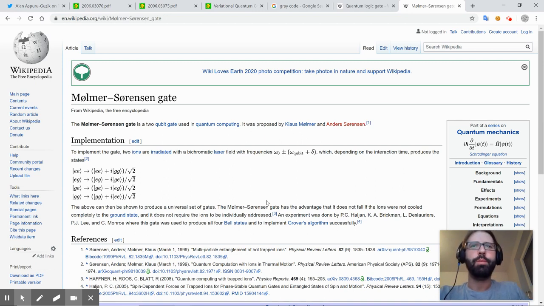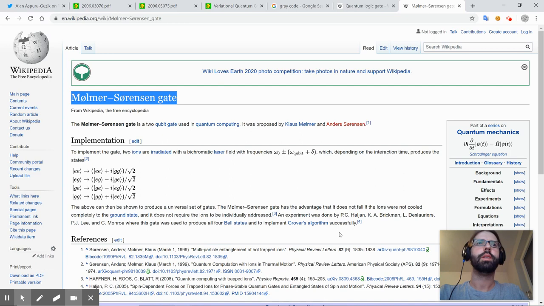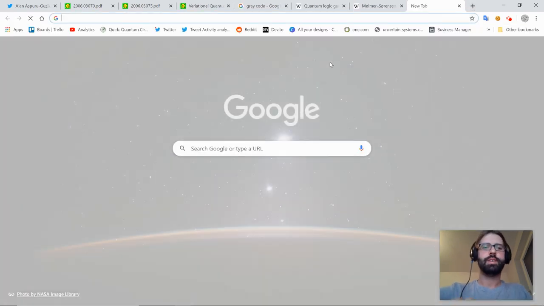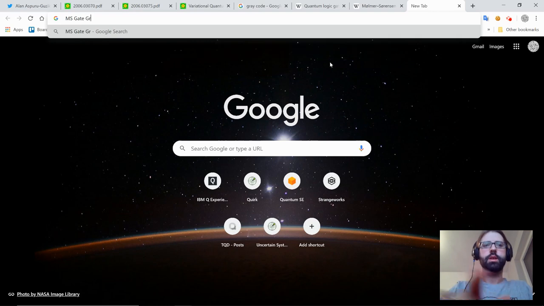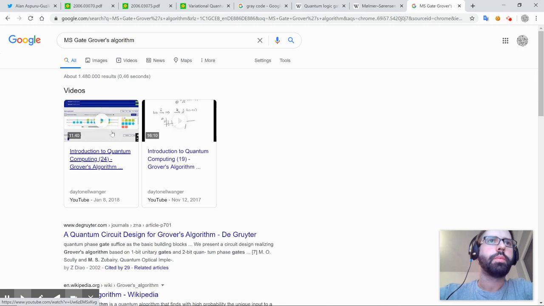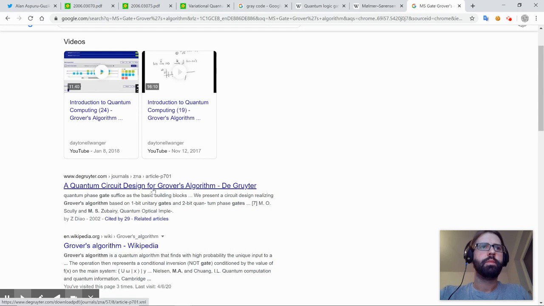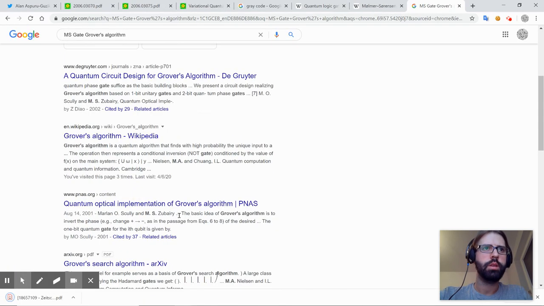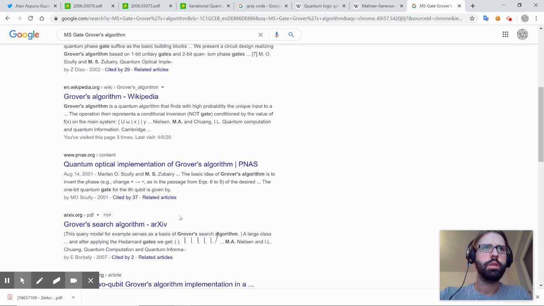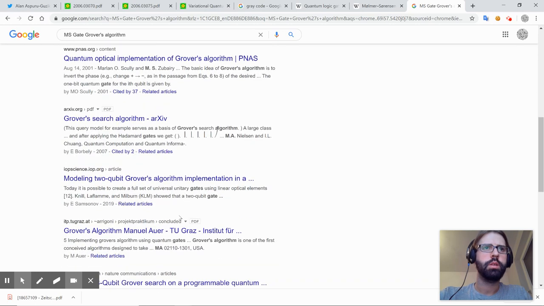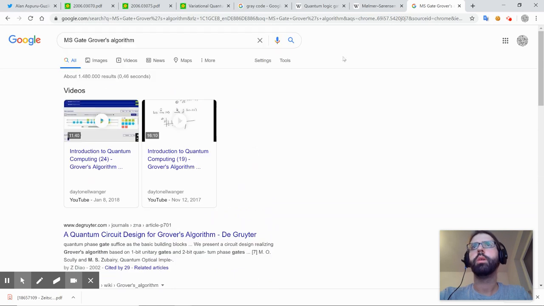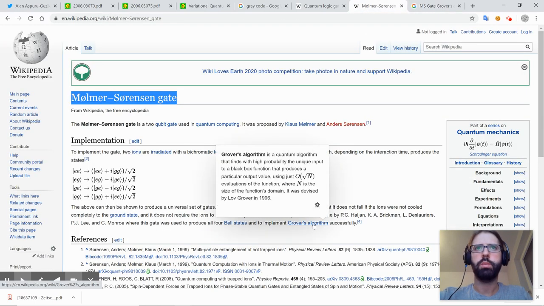What? You can implement Grover's algorithm with this gate? I gotta take a look at this. That's going to be a long series. I love that. I love the fact that I found this paper. What? MS gate. Grover's algorithm. What is this? Probably should search for this paper.